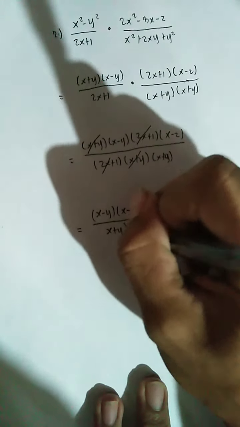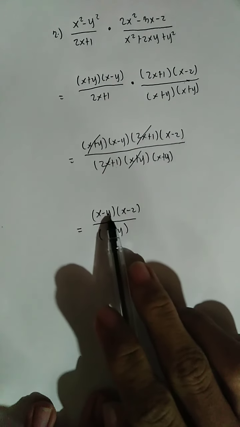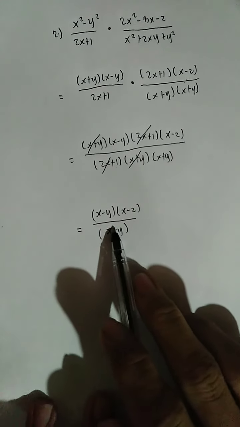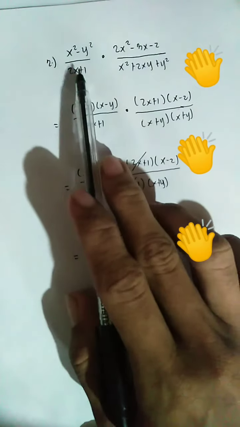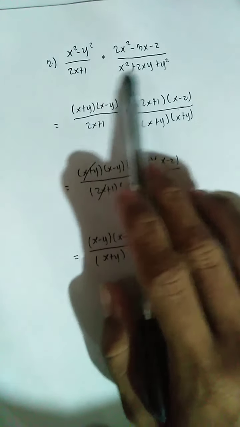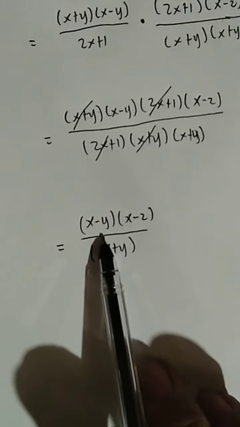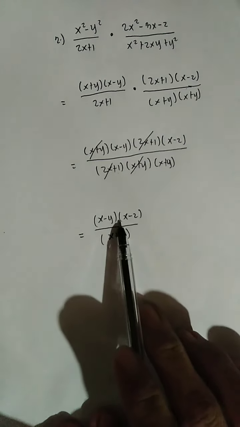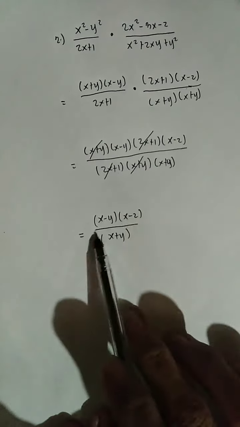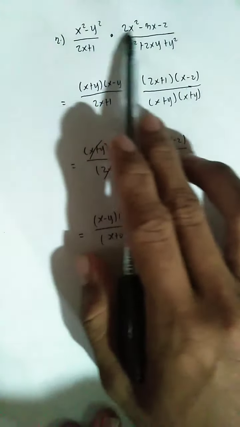As a result, we can say that there are no common factors between numerator and denominator. So we can say that this is already the product of x squared minus y squared all over 2x plus 1 multiplied by 2x squared minus 3x minus 2 all over x squared plus 2xy plus y squared. Since the final product can no longer be expressed in lowest terms, or the only common factor between numerator and denominator is 1 or negative 1, then we can have this as our product of the given rational expressions.